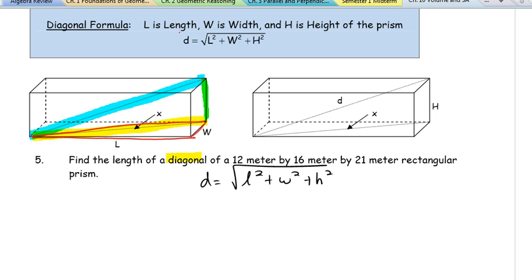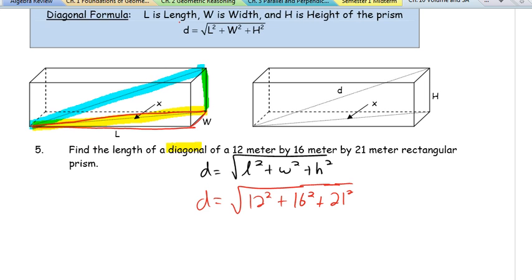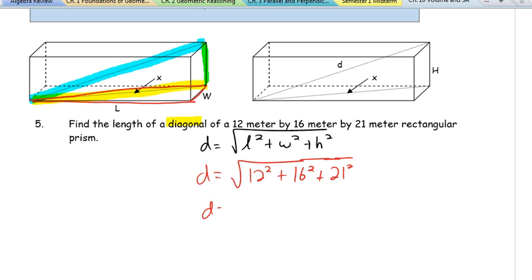I'm going to go ahead and do that now. So D equals the square root of, let's see, length we'll say is 12 squared, plus our width we'll say is 16 squared. It doesn't necessarily matter which one's which in this case. It will matter in the next one. Plus our height is 21 squared. Again, you're just adding, so the order is not necessarily important. So distance equals 144 plus 256 plus 21 squared.